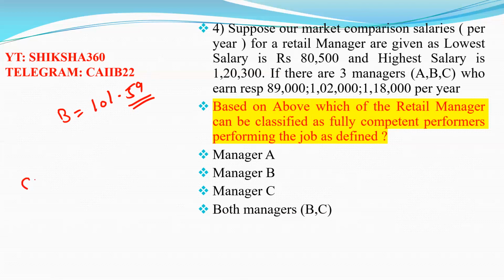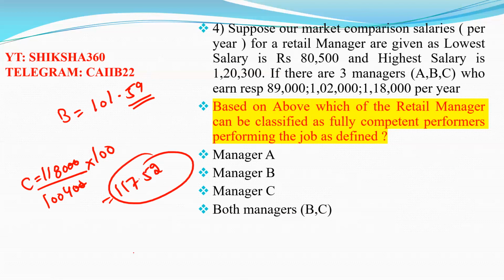How much will C get? 118,000 upon 100,400 into 100. So basically 1180 divided by 1004 into 100. So basically C will get 117.52. That is basically an outstanding performer, not a fully competent performer. So only B will be classified under the category of fully competent performer. So option number B is the answer. Manager B.